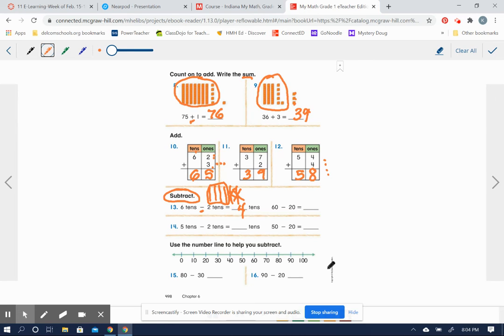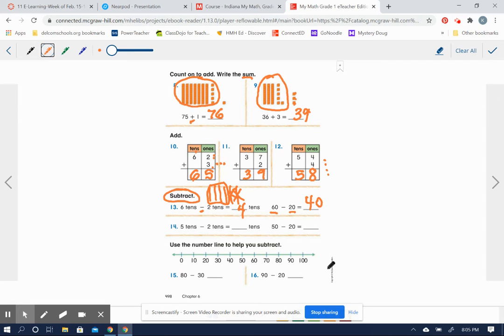All right, and so 6 tens is the same as 60. 2 tens is the same as 20. And so 4 tens equals 40, doesn't it? 60 minus 20 equals 40, because 6 minus 2 equals 4. And the zeros, 0 minus 0 equals 0. The 0 doesn't change because we're not taking any more ones away.